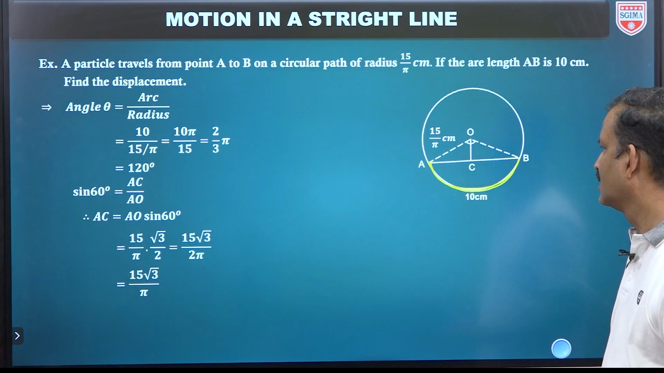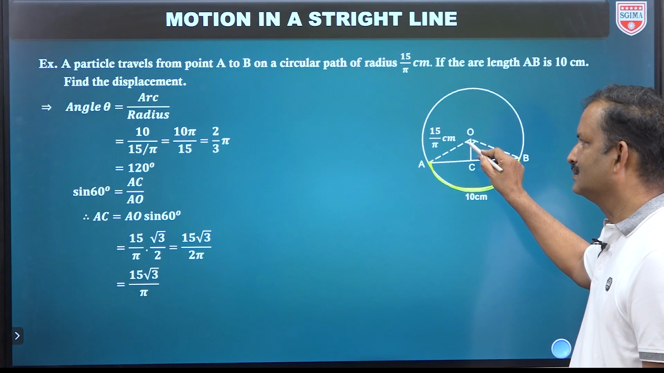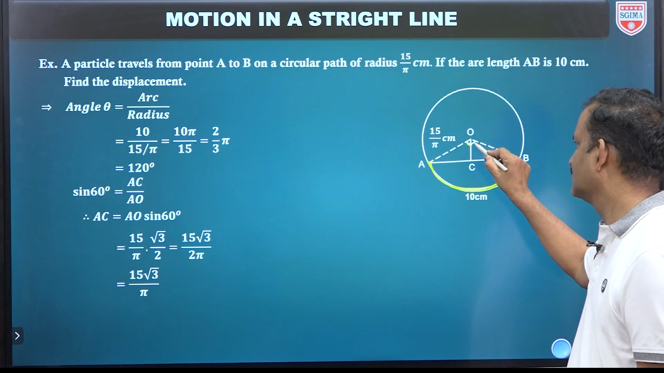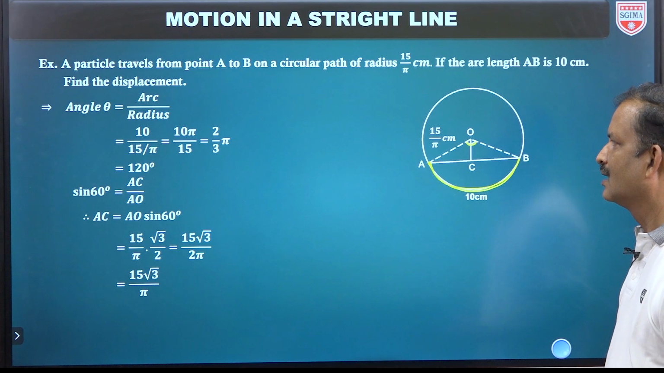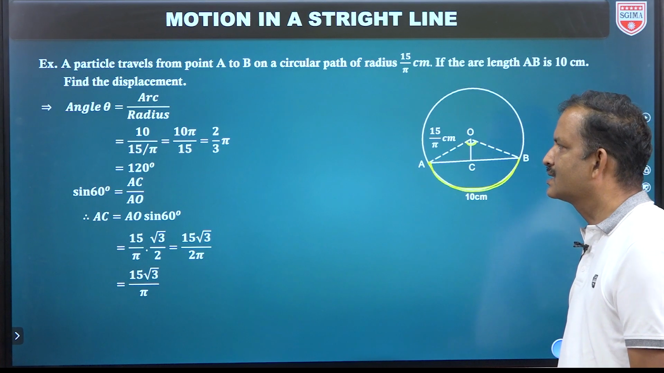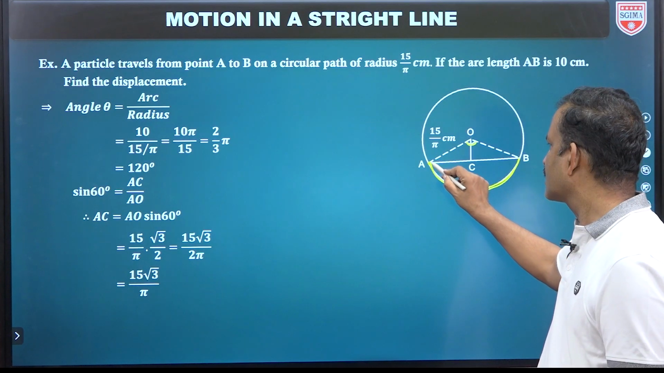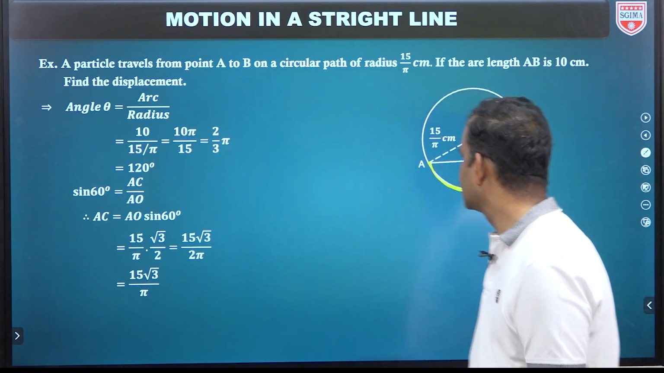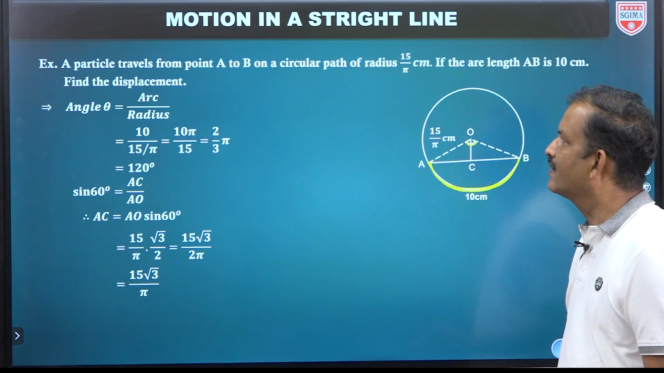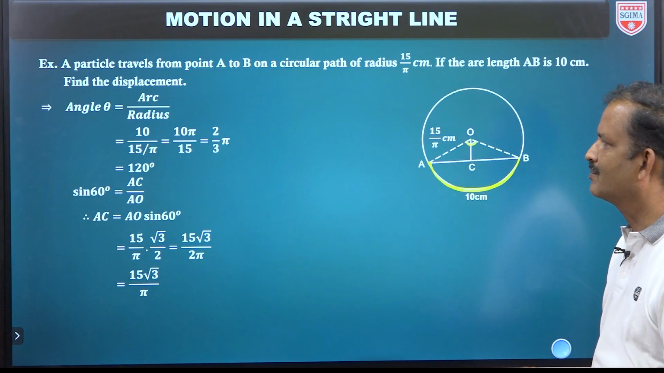Now, this angle is theta. That theta is arc length by radius. Radius is given as 15 by pi centimeters.